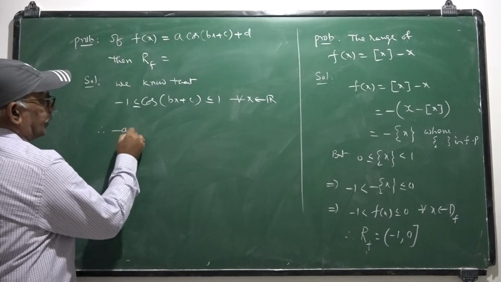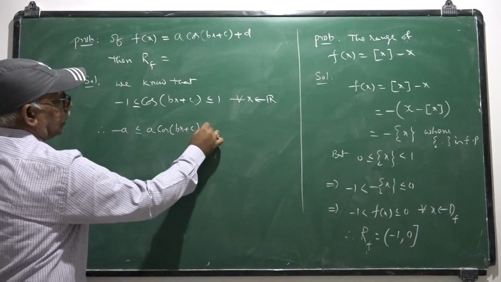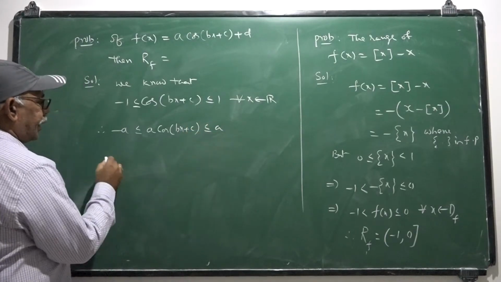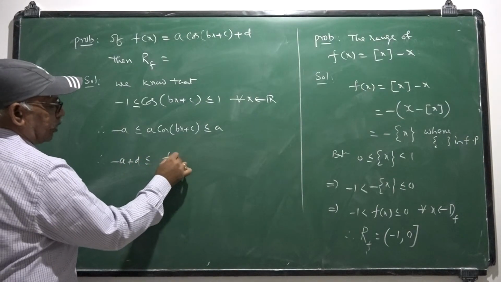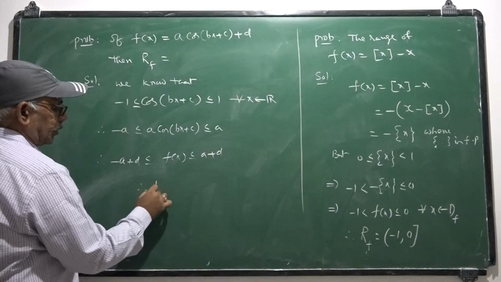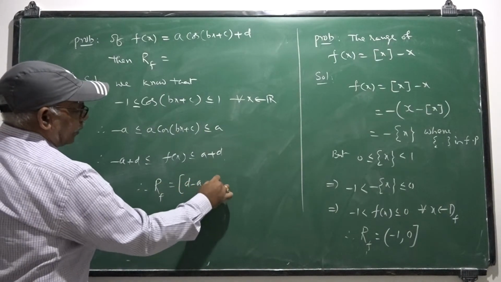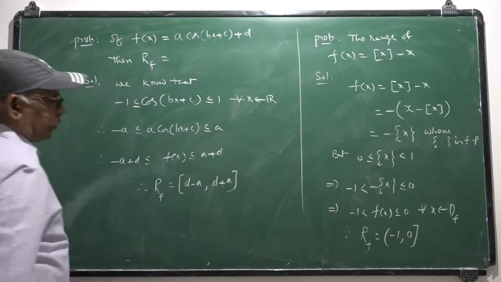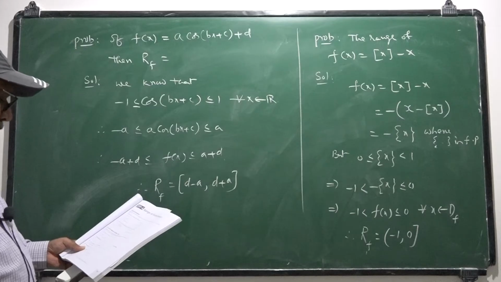So therefore, minus a is less than or equal to a cos of (bx plus c) is less than or equal to a. Adding d, minus a plus d is less than or equal to f(x) is less than or equal to a plus d. Hence, the range of f is the closed interval [d minus a, d plus a].